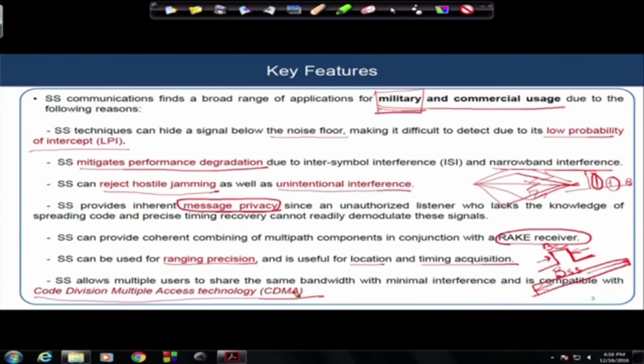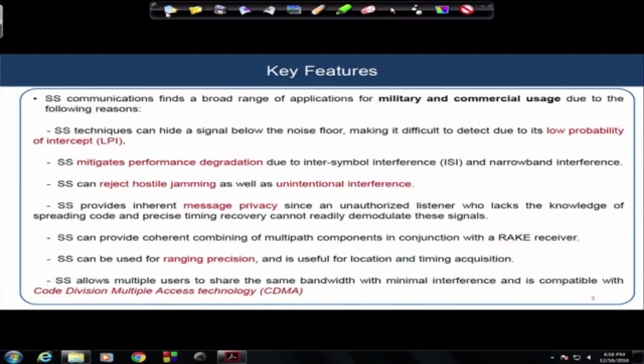So, we have the key features of spread spectrum communications in this slide, and we have already discussed them. In a spread spectrum communication system, first of all, we have a data signal, and we have some key, and this key helps us spread the bandwidth of this data signal in such a way that we can get a lot of benefits listed here.